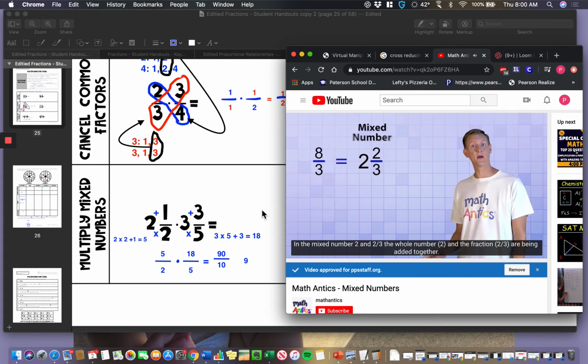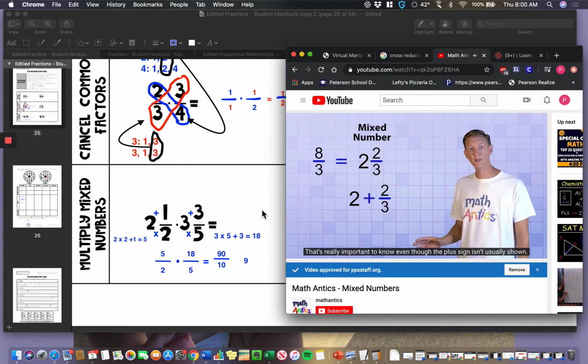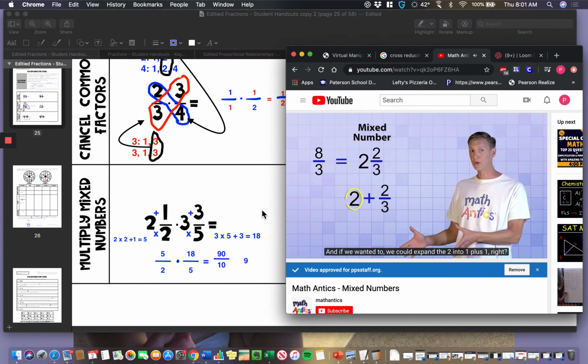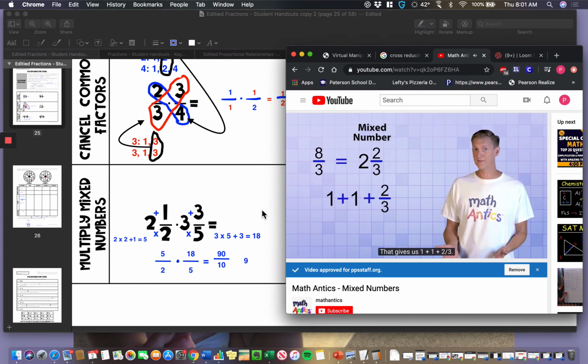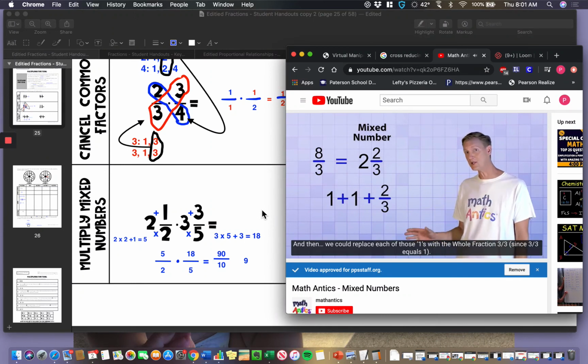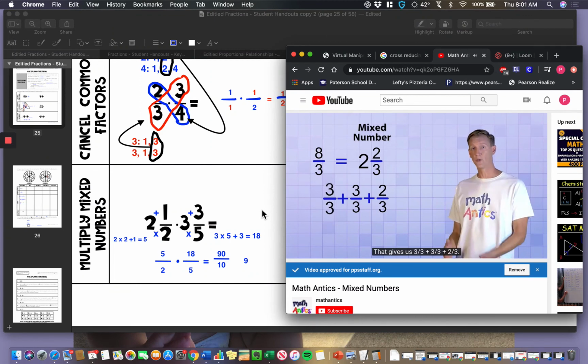In the mixed number 2 and 2/3, the whole number 2 and the fraction 2/3 are being added together. That's really important to know, even though the plus sign isn't usually shown. So 2 and 2/3 is really 2 plus 2/3. And if we wanted to, we could expand the 2 into 1 plus 1, right? That gives us 1 plus 1 plus 2/3. And then we could replace each of those 1s with the whole fraction 3 over 3, since 3 over 3 equals 1. That gives us 3 over 3 plus 3 over 3 plus 2 over 3.